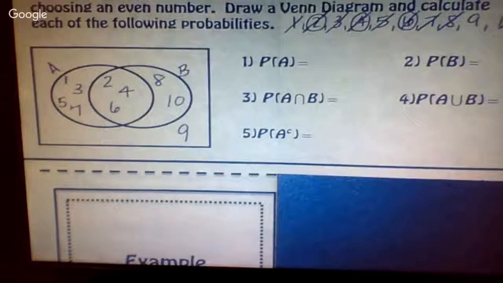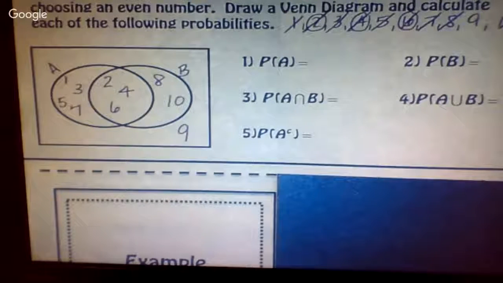Okay. Number 1 is asking, what is the probability of event A? How many numbers fall into event A? 4. 4 out of 10. No. 4 out of what? 8. Am I missing something? Seven. 7.